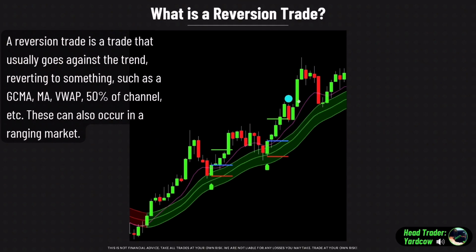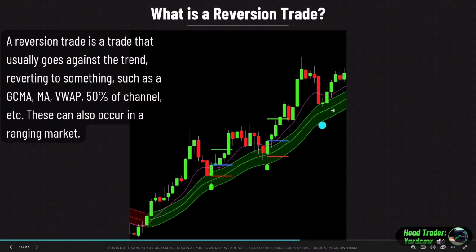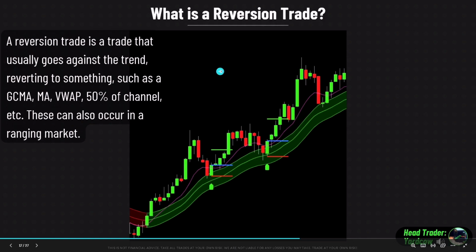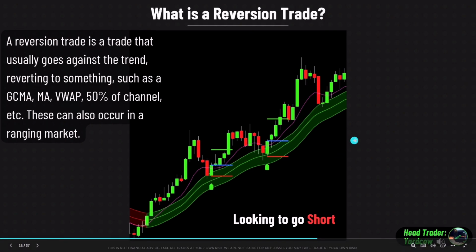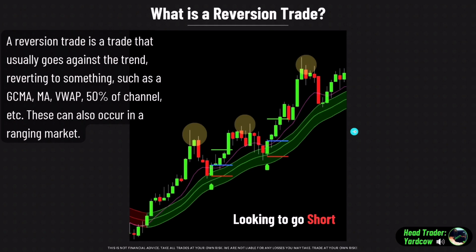But so here's this first picture that we looked at. So as you can see, we are in an uptrend, right? And since we're reverting back to something, right, and we're going against the trend, what are we going to do? We're going to look for shorts, right? So where could we potentially short here? Now, for this specific reversion strategy, I'm not going to go over my exact reversion strategy.